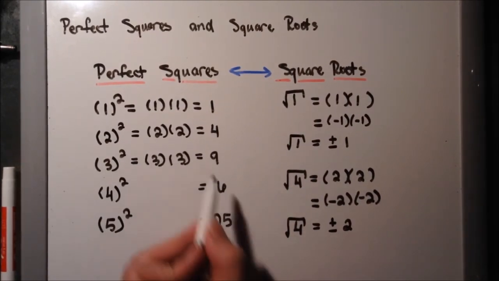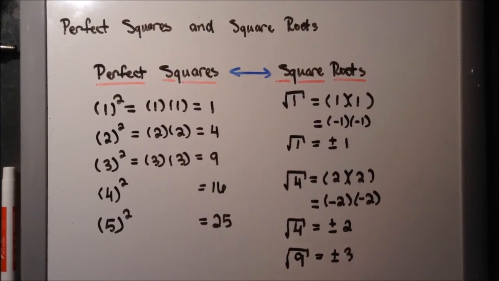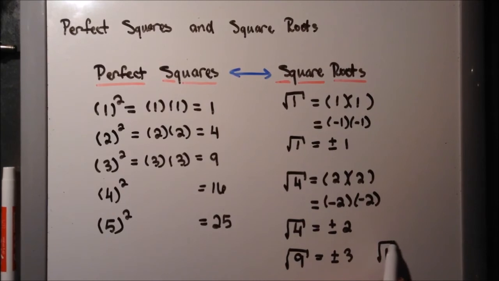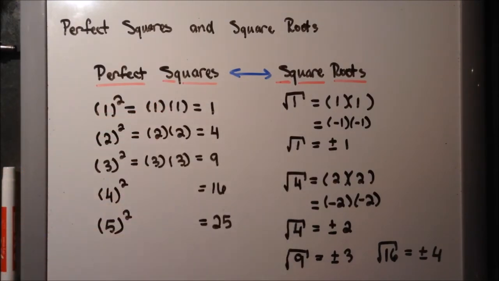And I could say the same thing for the next one. The square root of 9 will equal positive and negative 3. The square root of 16 will equal positive and negative 4. So, whenever you have a square root of 1, 4, 9, 16, and so on, you have to remember that there are two solutions, a positive number and a negative number.